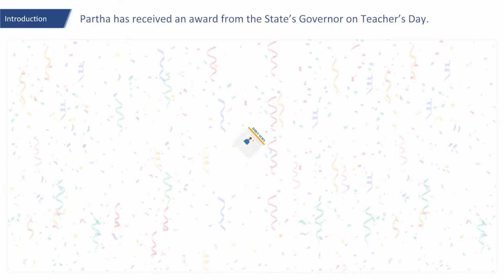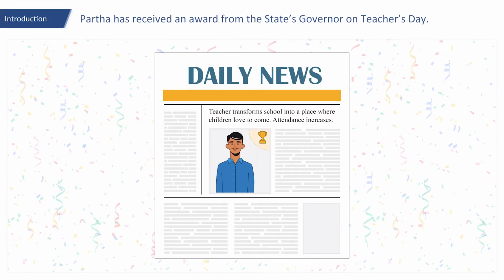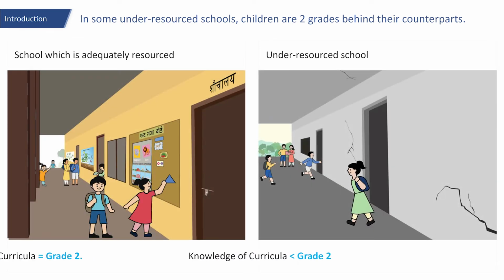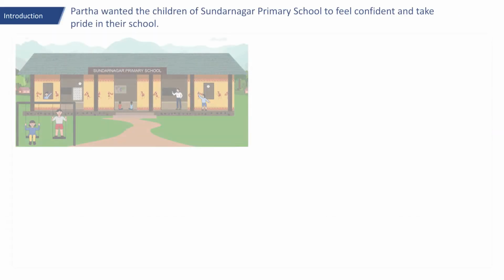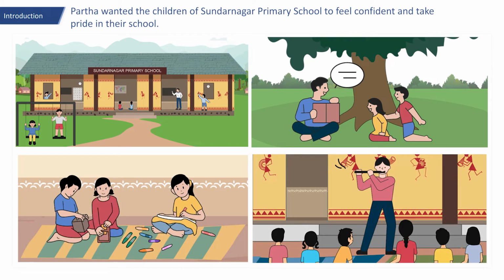Partha has been teaching in Sundarnagar Primary School for 5 years now and has recently been given the Governor's Award on Teachers' Day. Why, you ask? Because Partha has made a real difference to primary education in this area. When Partha first came to teach at Sundarnagar Primary School, he realized that in some under-resourced schools, children are 2 grades behind their counterparts, leading to underachievement. Partha wanted the children of Sundarnagar Primary School to feel confident and take pride in their school.